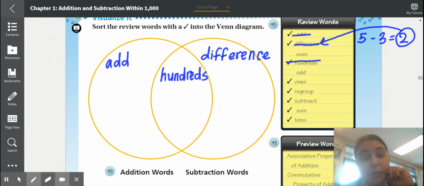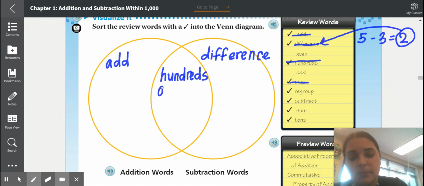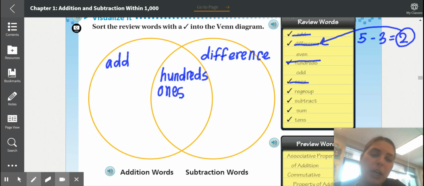Okay, next word is ones. Can we subtract numbers in the ones place? Yes. Can we add numbers in the ones place? Also yes. The word ones also would go in the middle. Okay, next word, regroup. When we have to regroup, it means that we don't have enough in a column in the ones, tens, or hundreds, or we have too much. So can we regroup with adding and subtracting? Yes. The word regroup would also go in the middle.